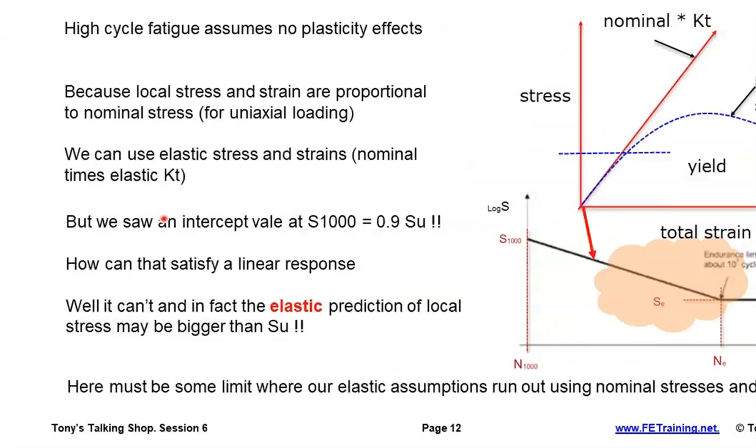But we saw here at S1000, hang on a minute, we're taking 0.9 of ultimate. Isn't that violating what we said? We're taking 0.9 of ultimate. How can that satisfy a linear response? Well, it can't. In fact, the elastic stress prediction could be even bigger than a stress of ultimate.